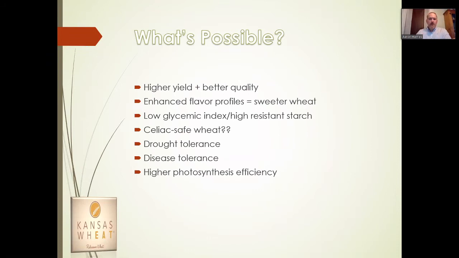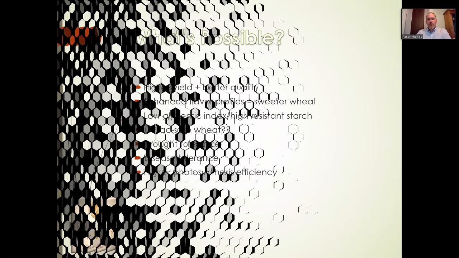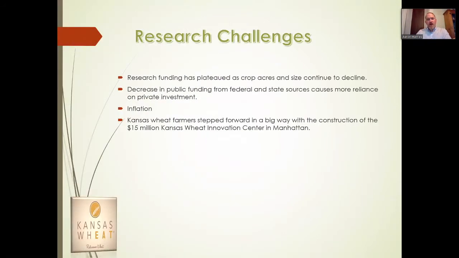We can look for higher yield, higher quality, changing the flavor of wheat, possibly making wheat that is lower glycemic index. And we're always looking at drought tolerance, disease tolerance, making wheat more photosynthesis efficient, more fertilizer use efficient. So everything we can do to increase the profit margin of our wheat farmers in the state. We've got a lot of challenges.